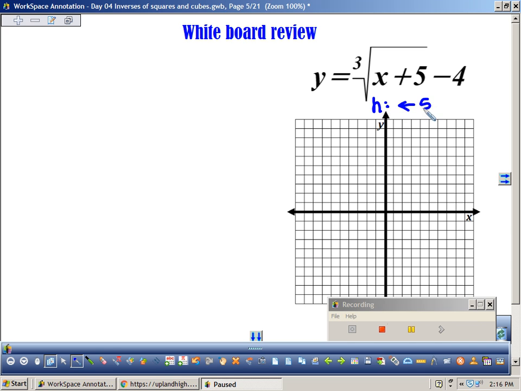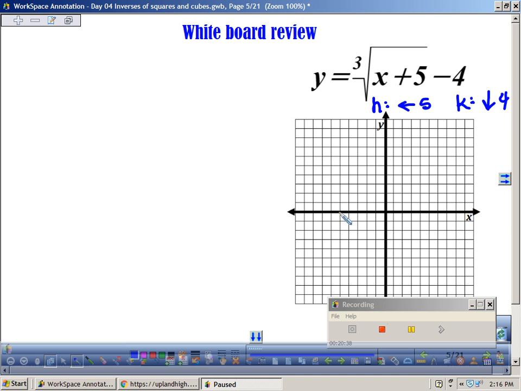So my horizontal shift is to the left 5, and my vertical shift is down 4. So we're going to go over 1, 2, 3, 4, 5, and down 1, 2, 3, 4. My magic numbers are 1, 1, and -1, -1. And then from this point, I can either go over 7, or from this point, I can go over 8. 1, 2, 3, 4, 5, 6, 7, 8. And then I'm going to go up how much? 2. 1, 2, 3, 4, 5. Okay, well, it's over here somewhere, and down.